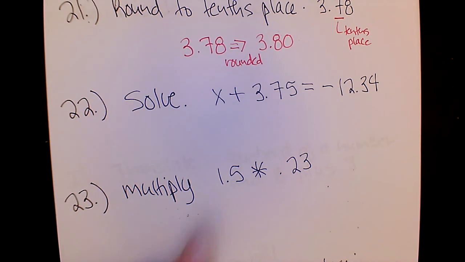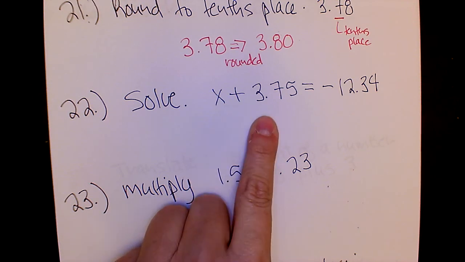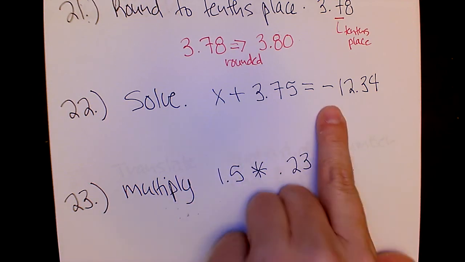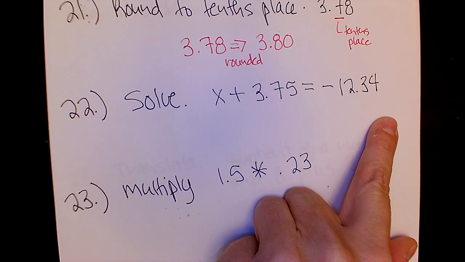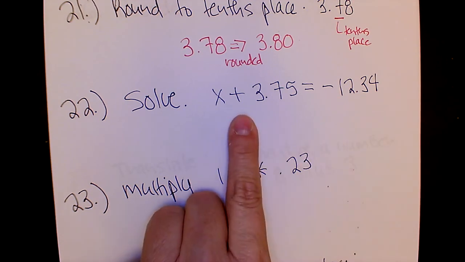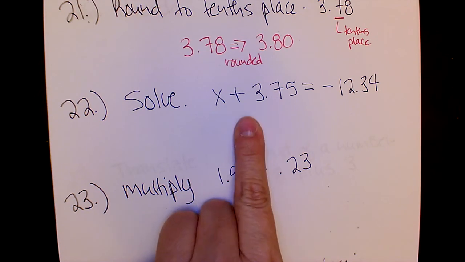Okay, 22. I want to solve. I want to find out what some number x is that when I add to 3.75, it gives me negative 12.34. So I'm starting with the x. I'm starting here.